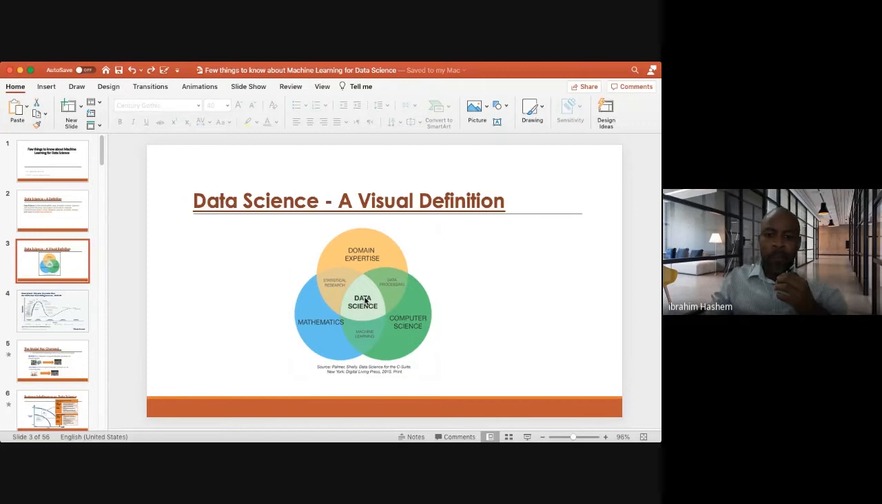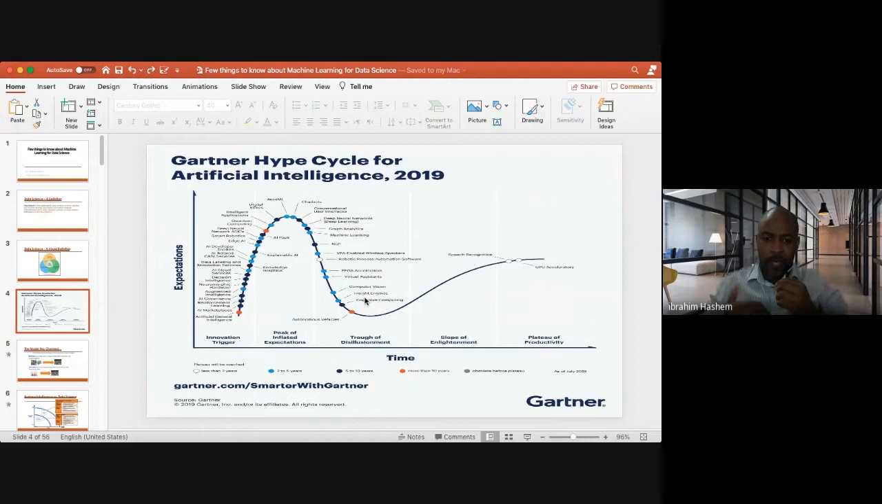So why is it important currently to care about machine learning, artificial intelligence and analytics in general?